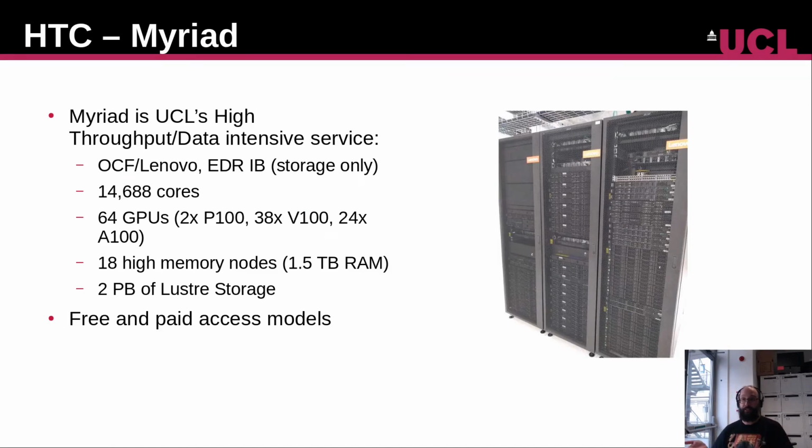Myriad is UCL's high throughput, data intensive service. It has almost 15,000 cores, 64 GPUs across 3 generations, 18 high memory nodes. It has a petabyte of Lustre storage. It has both free and paid access mechanisms, so it's free at the point of use, but you can pay to have nodes added to the system for your use.